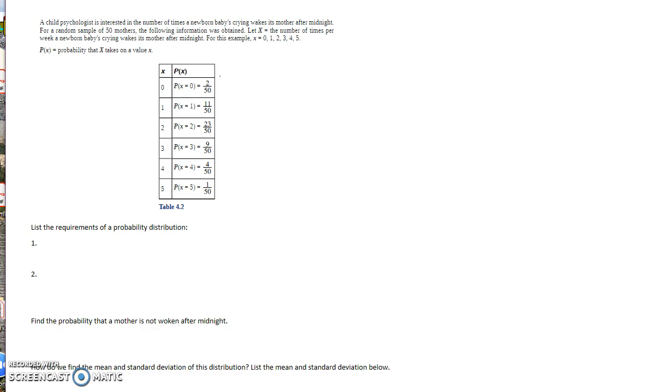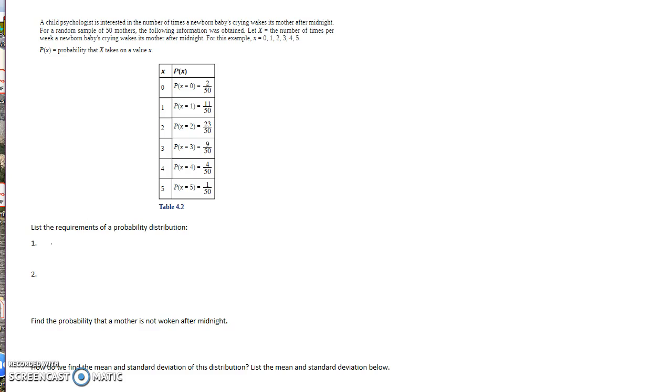So we want to list the requirements of a probability distribution. The first thing we need to know is the number on the left. This is the number of times that occurred. So 2 times out of 50 the mother wasn't woken up within that week. So again, these correspond to how many times the mother was woken up during the week, and the number on the right is the probability, or how many times that was observed.